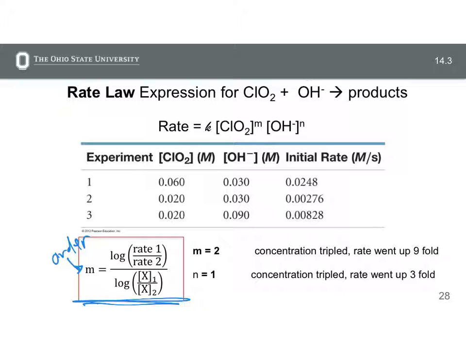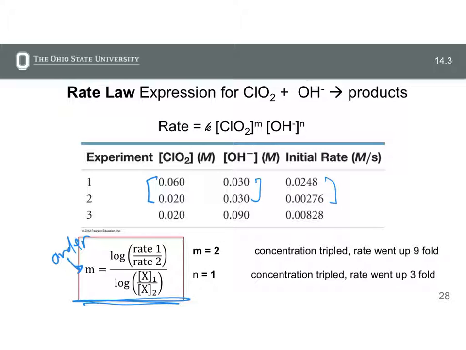And so when we tripled the concentration of ClO2, we go from 0.02 to 0.06 moles per liter, holding OH minus constant. We actually see that the rate goes up 9-fold. You can plug these in.